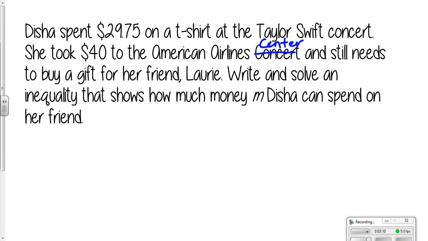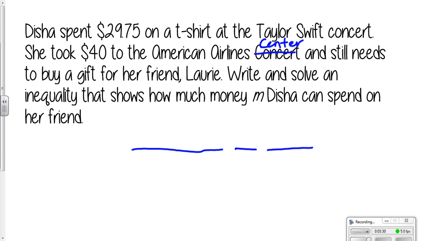So if she's starting at $29.75 and she took $40 and she's about to buy a gift, we need to compose all that into one inequality. So we've got the problem part of it, we've got the inequality symbol, and then we've got what we normally call the answer, right? So if you're looking up here, we need to figure out what the limit is, what constraint they've put on this problem.